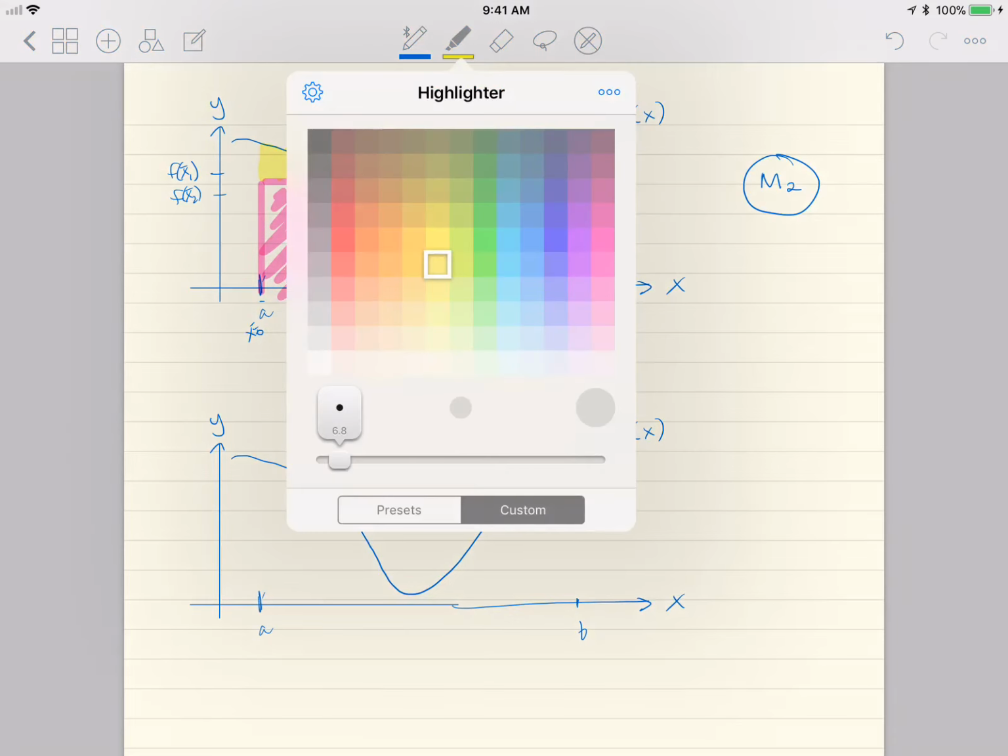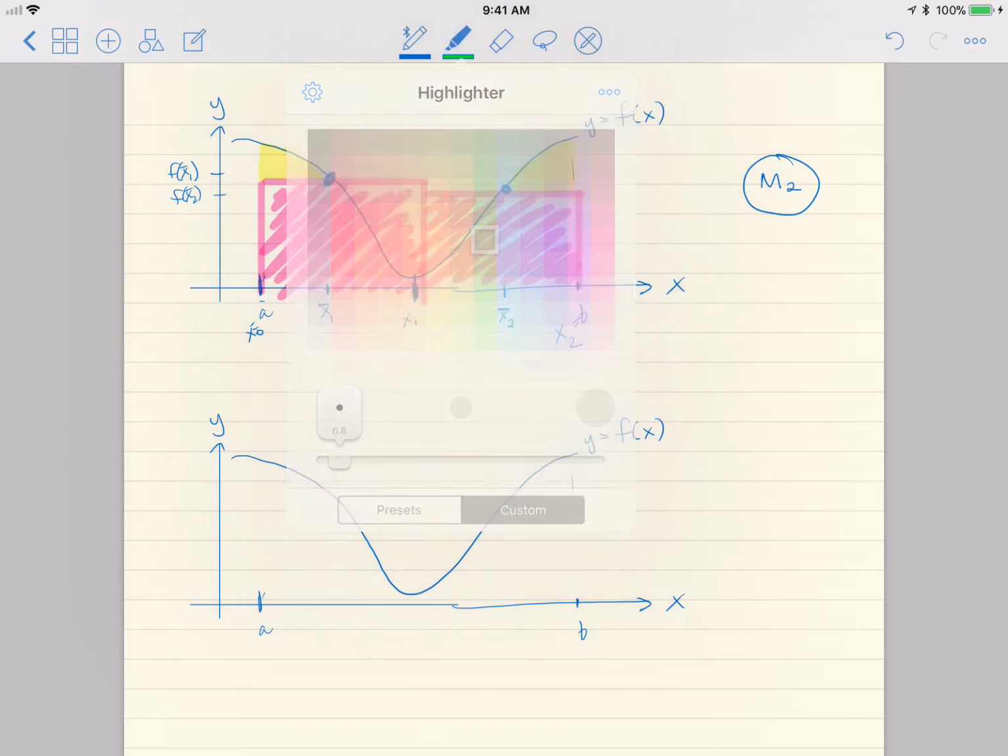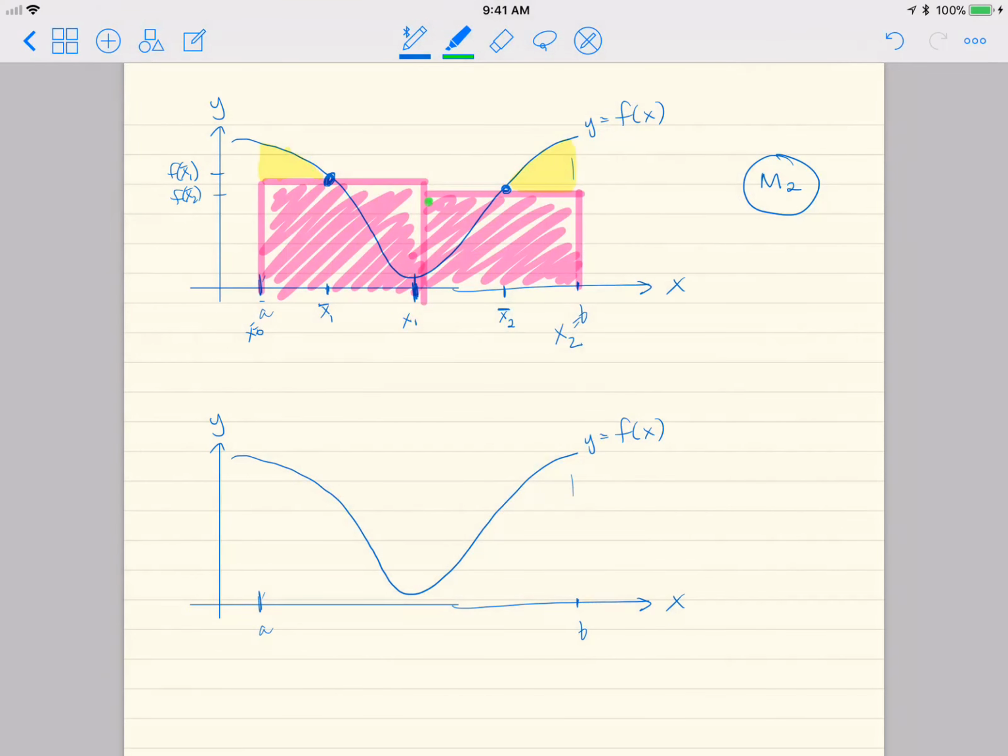And then we can put green for the parts that we included that we should not have. See, this is too much. So this is going to give us an overestimate, because we're including the green part when we shouldn't, and we're not including the yellow part when we should, right? So we have a bunch of opportunities for error.